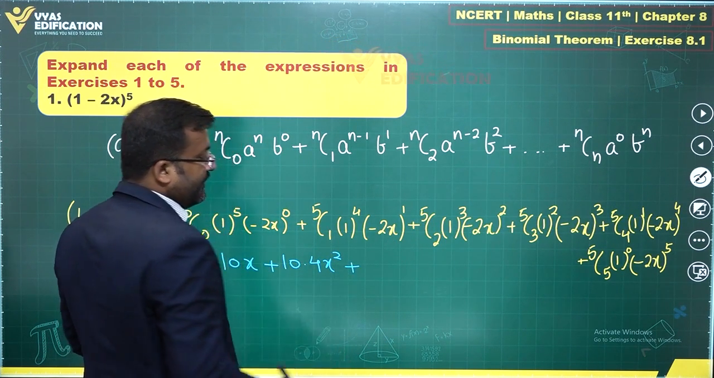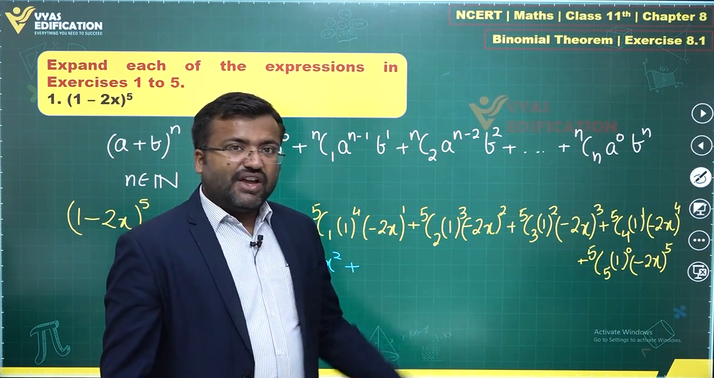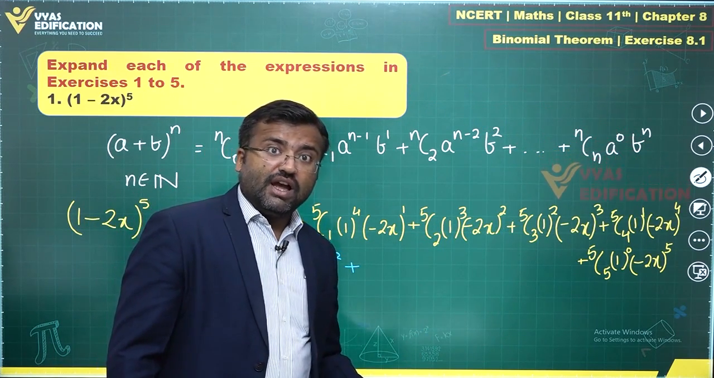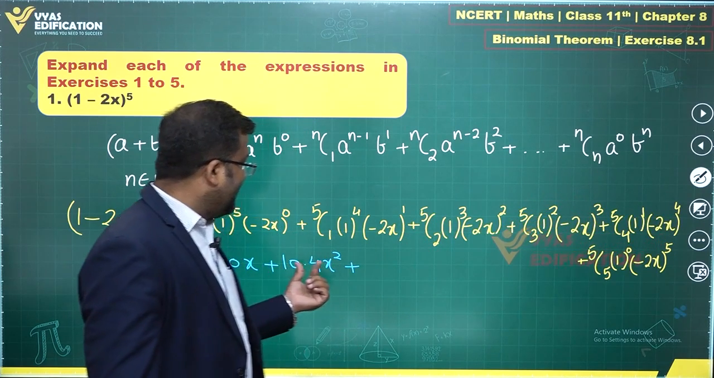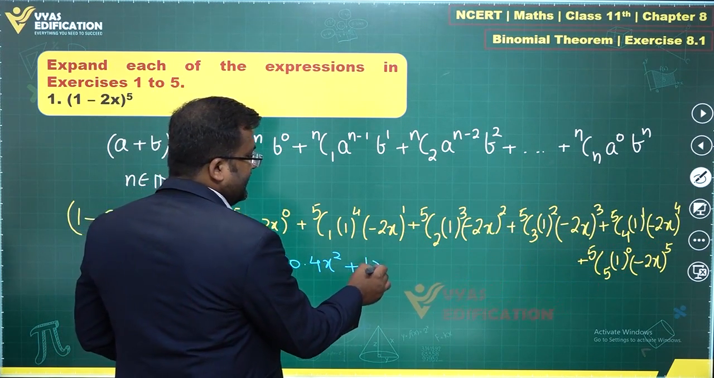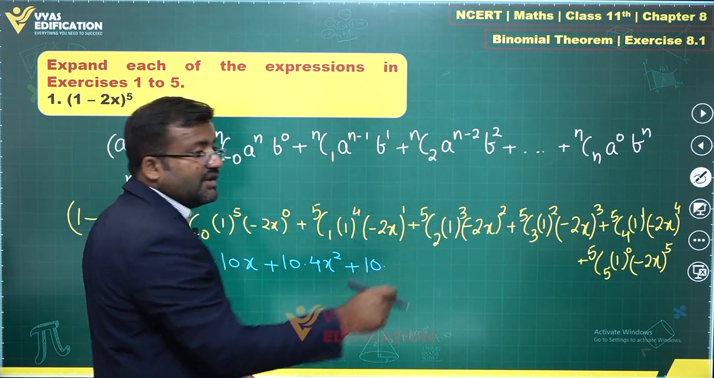Next terms. What is 5C3? 5C3 is the same as 5C2, and 5C2 was obviously 10 over here. This is 10 times 1 square, which is 1, times (minus 2x) power 3.